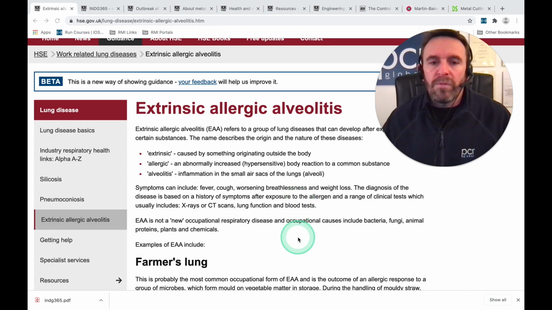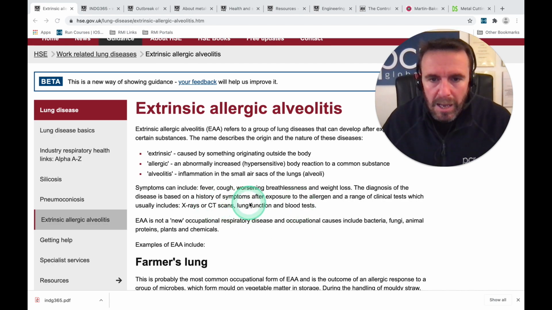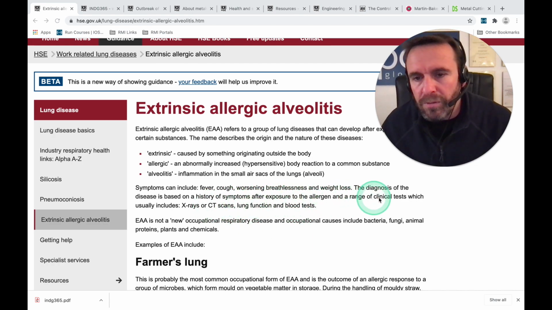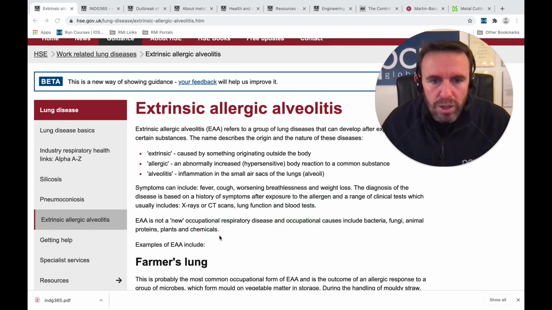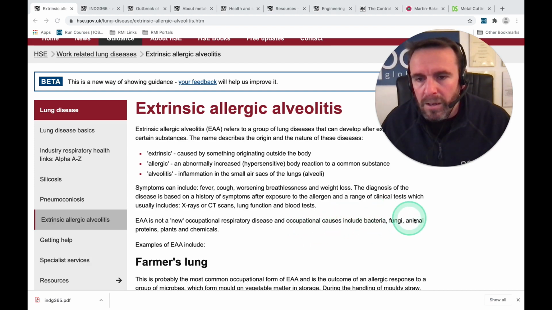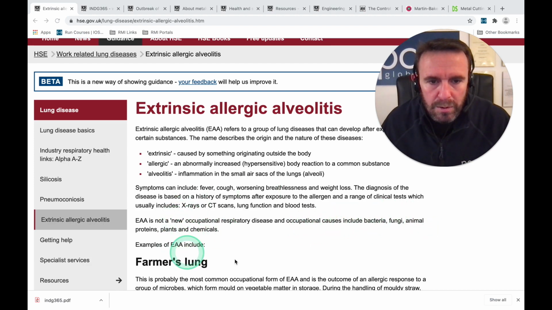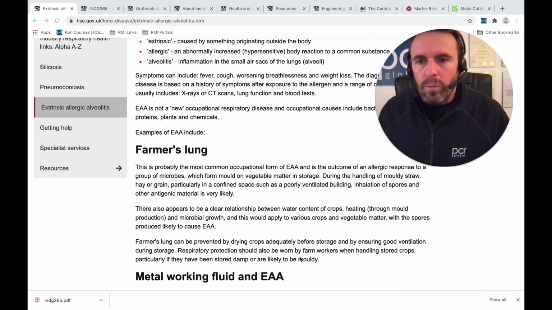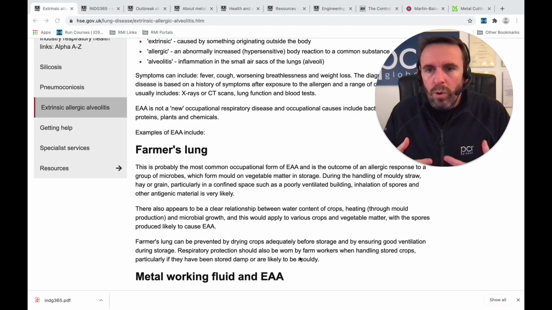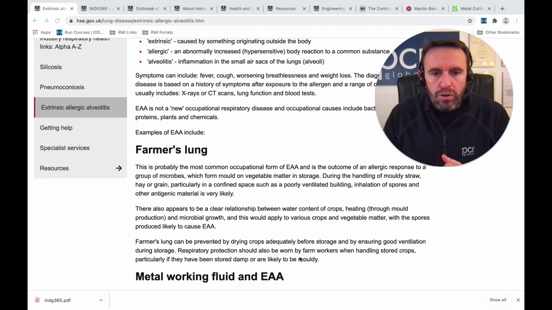The diagnosis of the disease is based on a history of symptoms after exposure to the allergen and a range of clinical tests, which usually includes X-rays or CT scans, lung function, and blood tests. EAA is not a new occupational respiratory disease, and occupational causes include bacteria, fungi, animal proteins, plants, and chemicals. Farmer's lung is probably the most common one. You also get pigeon fancier's lung, which comes from pigeon droppings.